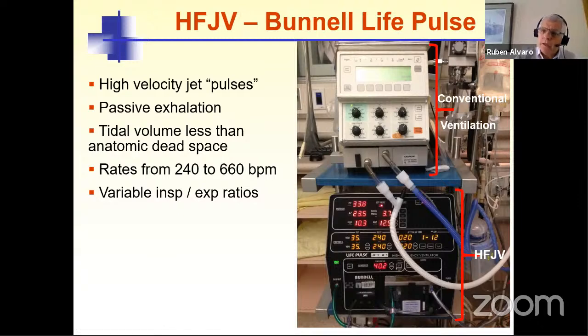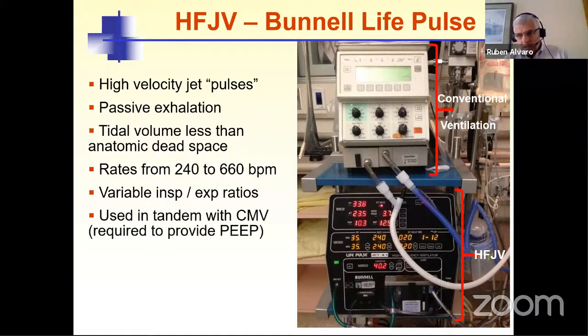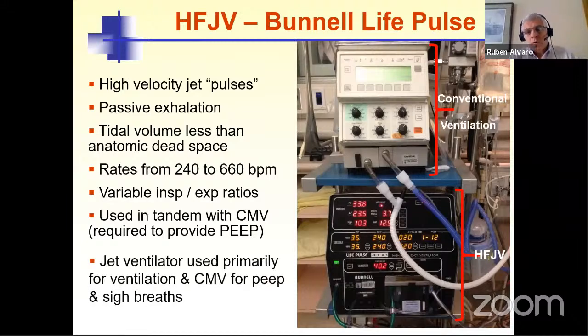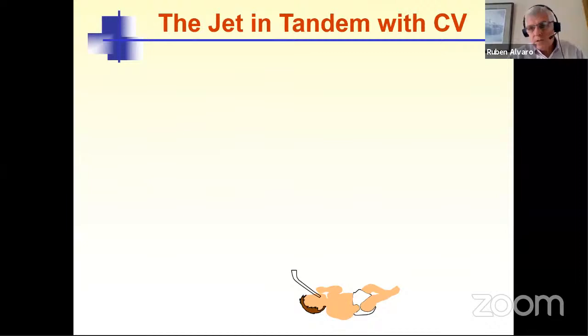The other unique thing, different than the oscillator, is that it has variable inspiratory-expiratory ratios. In the oscillator, the ratio is fixed, usually 1 to 1 or 1 to 2. So every time you change the frequency, you change both inspiration and expiration. In the jet, it's different. They are completely dissociated, okay? So every time you change the frequency, the only thing you change is the expiratory time, okay? There is a special knob to increase or decrease the duration of inspiratory time, so the ratio could be quite variable. As I said before, it's used in tandem with conventional ventilation, which is usually required to provide the PEEP. The jet ventilator is used primarily for ventilation, and the conventional ventilation on top of it works primarily for oxygenation and stabilizing the breath by developing the PEEP. Okay. So this is the way that the jet works.